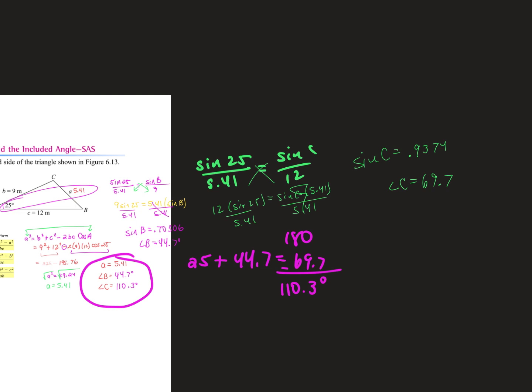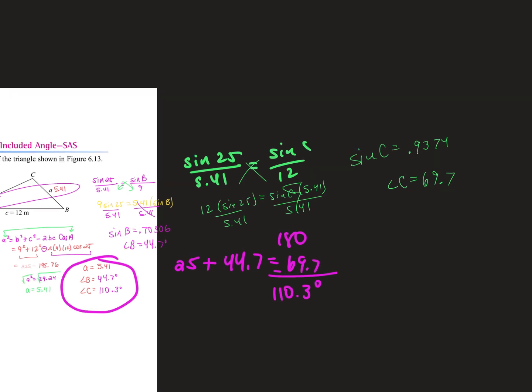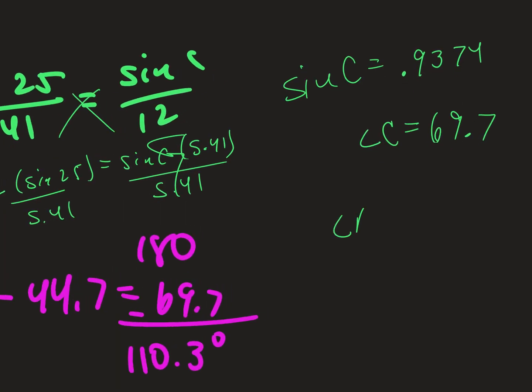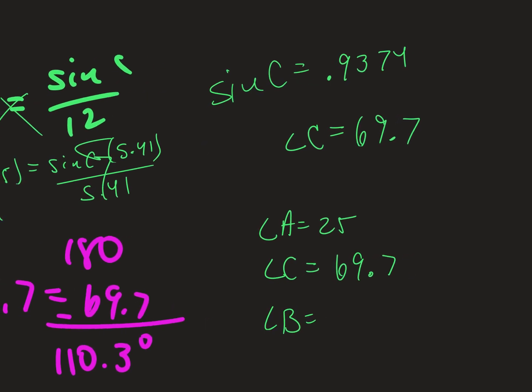Is that the same answer? No. Does that make sense, guys? Think about this. If angle A is 25, and you said angle C was 69.7, that means angle B is, what's 25 plus 69.7? This is 94.7, so then 180 minus 94.7 gives me 85.3. Yeah?